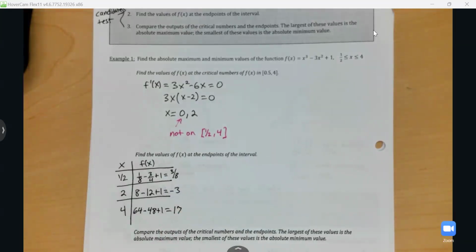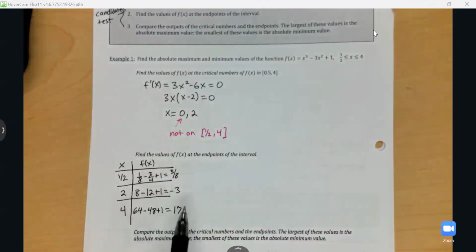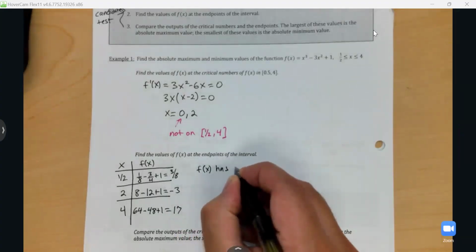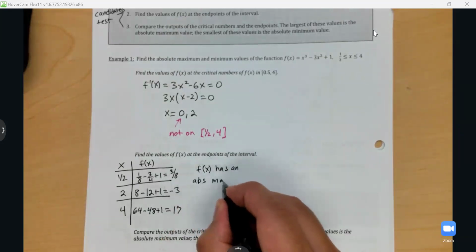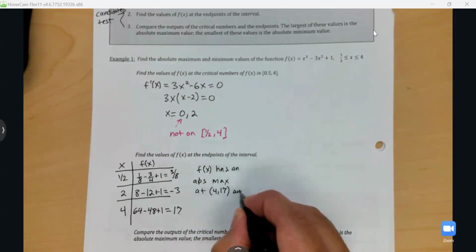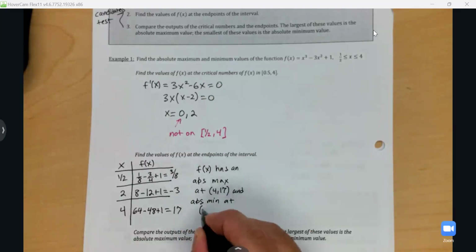Okay, so now that I've completed my candidates chart, now I just need to answer the question. So my absolute maximum will occur wherever I have the biggest output, and my absolute minimum would be here at x equals 2 with an output of -3. Okay, so now I just answer the question. f of x has an absolute max at (4, 17), an absolute min at (2, -3).